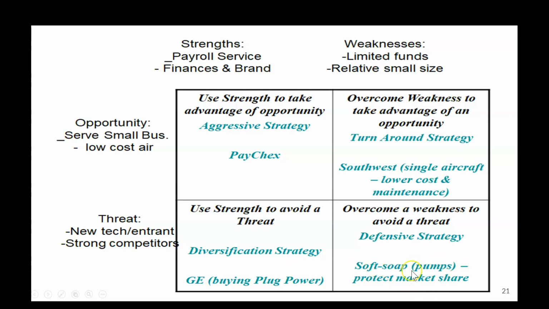Then finally, a defensive strategy, being a relatively small player with relatively small size and having strong competitors. Softsoap came up with a defensive strategy where they protected market share by finding the pumps to dispense the soap. There were two suppliers of them, and they contracted to buy all of their capacity to produce those pumps for the containers for a 2-year cycle. That gave them a chance to get some market share and name and brand recognition before bigger companies could start to erode that market share.